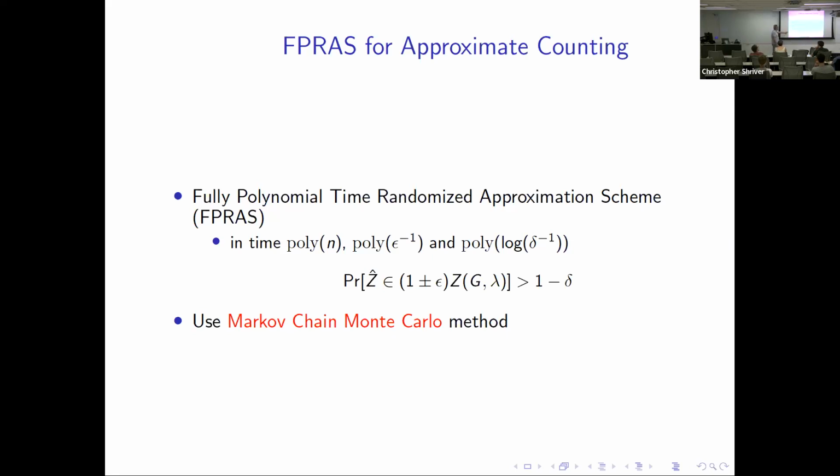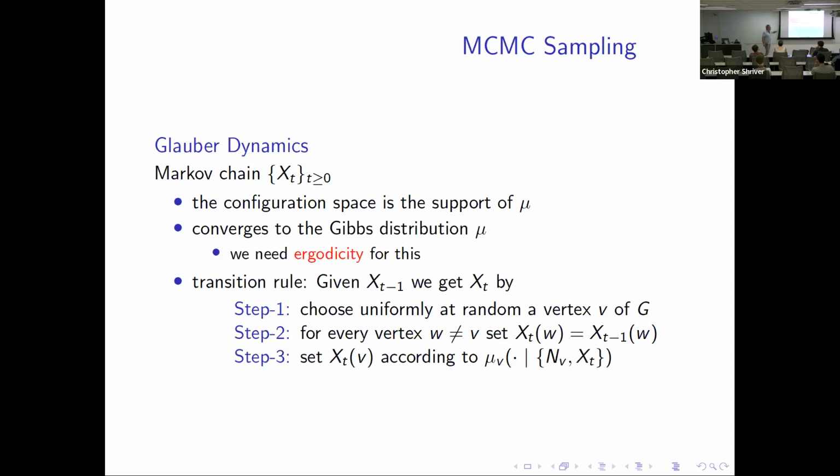Today we are going to see the Markov chain Monte Carlo method. We are going to use it to generate approximate samples from Gibbs distributions. Particularly, we are going to use a well-known Markov chain. We saw the definition yesterday, but it's good to recall it here today. We are going to use Glauber dynamics. This is a discrete time Markov chain. The configuration space is the support of the Gibbs distribution we want to sample from.